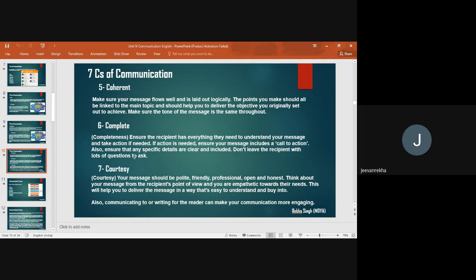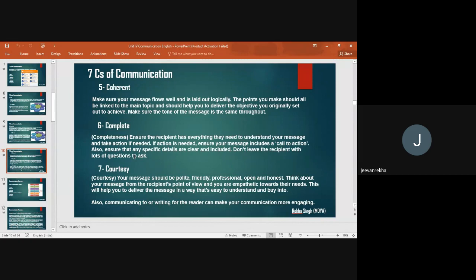So courtesy, what courtesy? Your message should be polite. Always be polite, not only in communication class, not only with your family, but polite with your friends, polite with your enemies also. As per my point of view, I am the only person in my society who is very, very polite. Reason? I don't believe in fights. I don't believe in arguments, conflicts, any type of noise pollution.